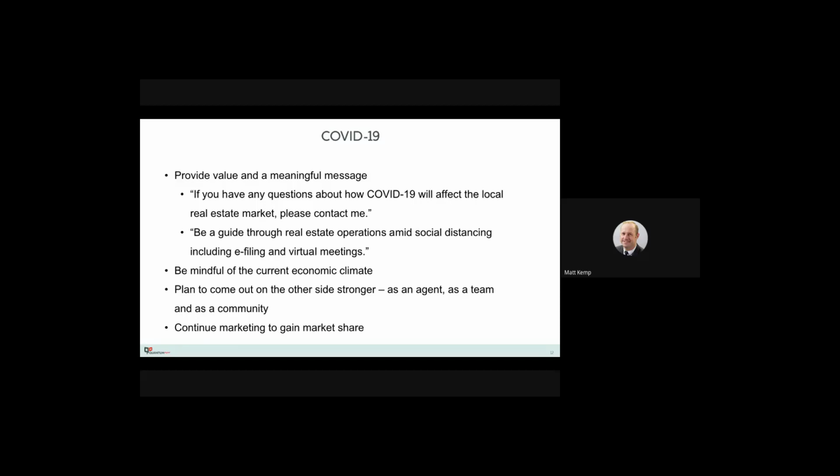So this is a really great time for you to not only establish yourself as a community leader or as an expert within your area, but now is the time to gain market share, continue those marketing operations, ramp them up if you can, and really carve out some market share for yourself and establish yourself as a prominent figure within the community.